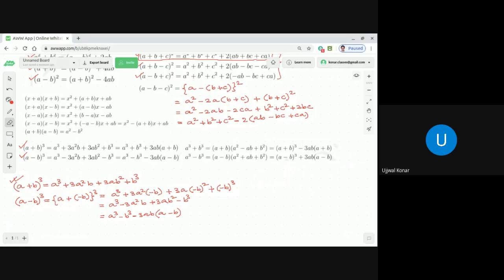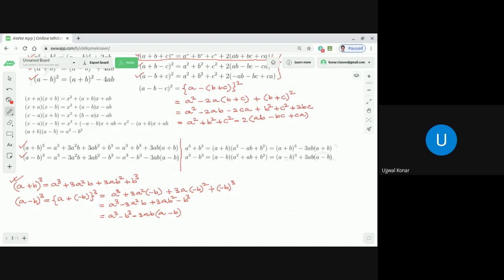So what we get, a cube plus b cube is equal to (a + b) into (a square minus ab plus b square). Let me give: a cube plus b cube is equal to (a + b) into (a square minus ab plus b square). That is also equal to (a + b) whole cube minus 3ab into (a + b).